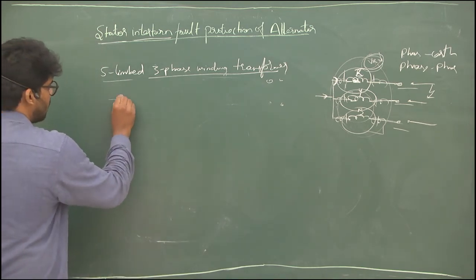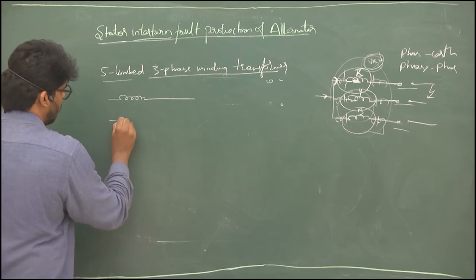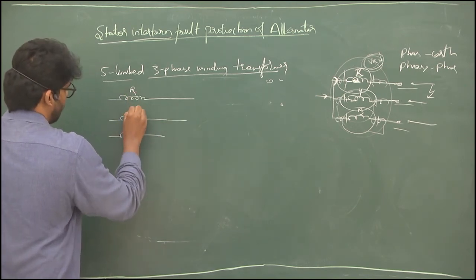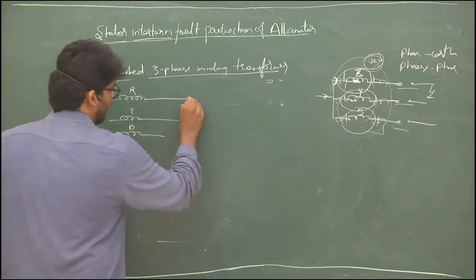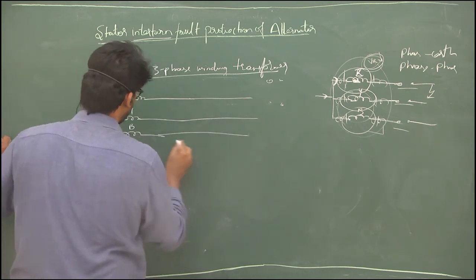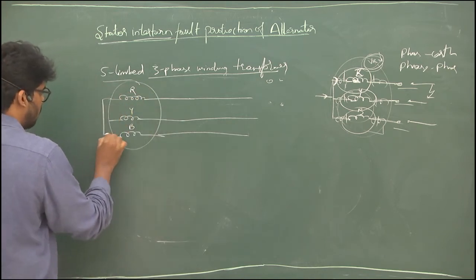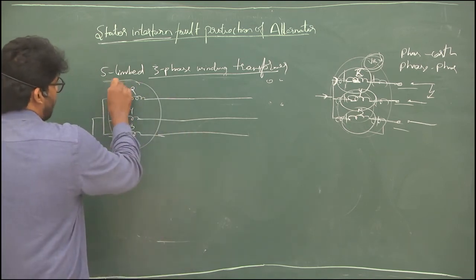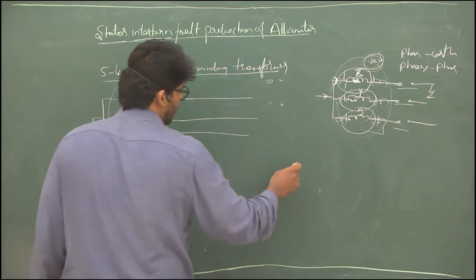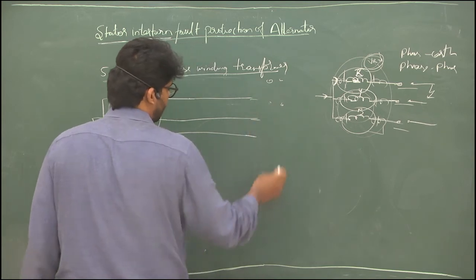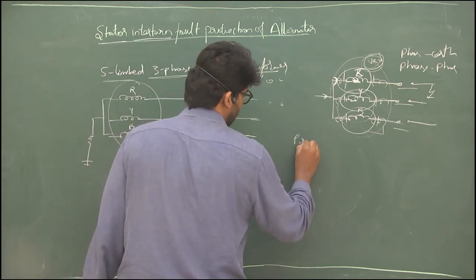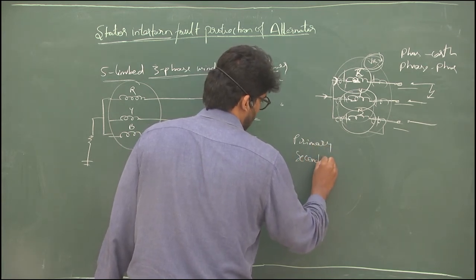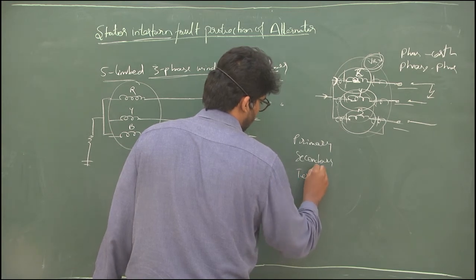Okay. So this is our phase coil. This is also our phase coil. This is RYB I'm taking. These are the phases it will go. These are the phases of the stator. You need to remember that. Okay. So 5-limbed 3-phase means that for this we'll have 3 sections. That is the primary section, we'll call the secondary section, and the tertiary. You already know that.